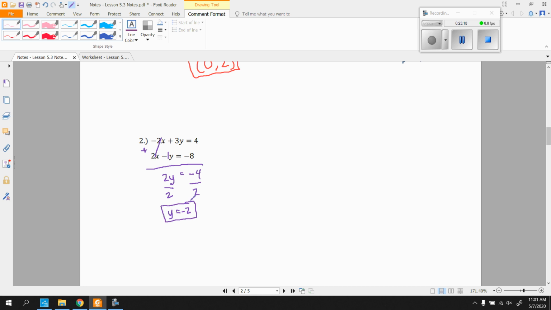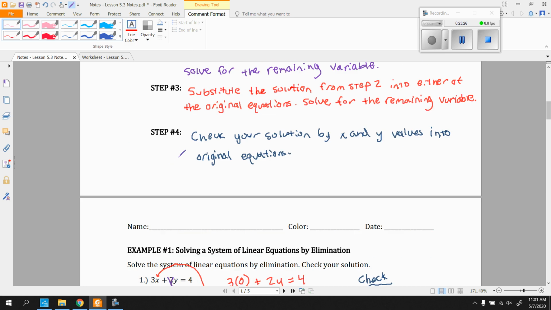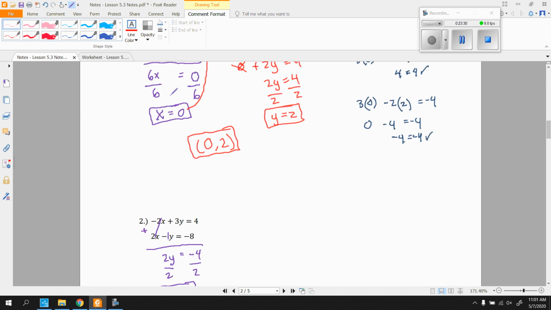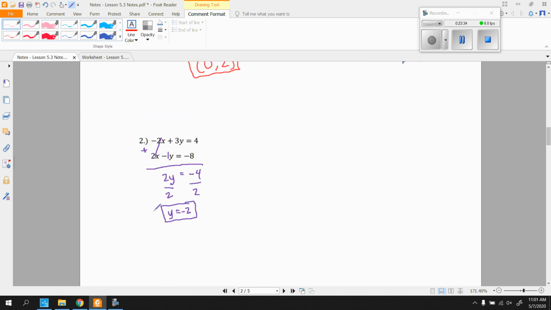It's a pretty nice step, right? There wasn't a whole lot of work involved there. Step 3 really is what we're up to. Go back now and substitute what we just figured out. In this case, it was y. So we saw one where we found the x first, and here we found the y first. It doesn't matter which one you find first. It just depends on how the numbers work out.